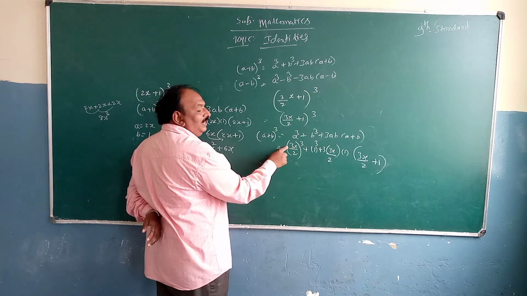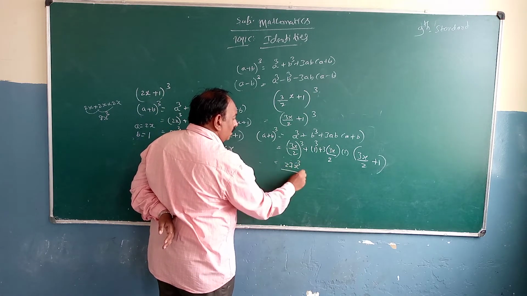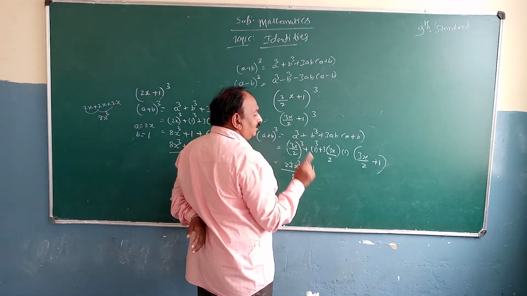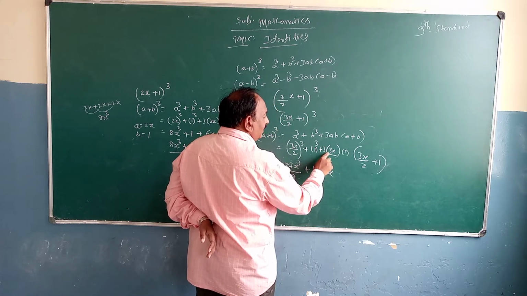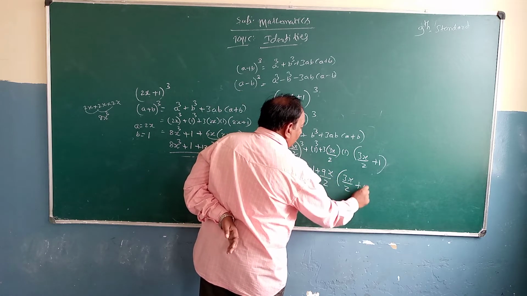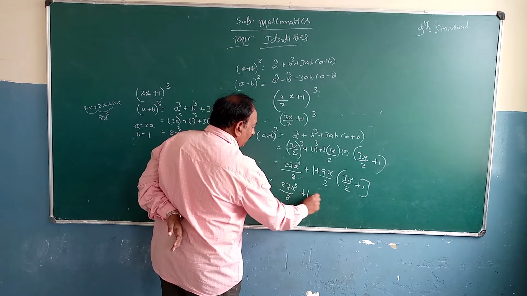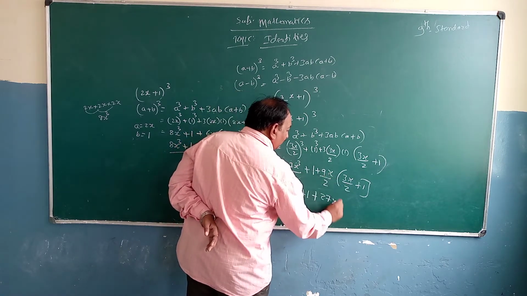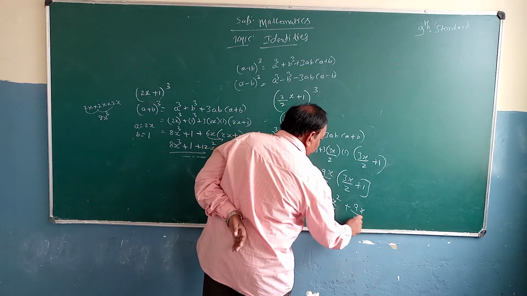3x is multiplied three times. 3 3s are 9, 9 3s are 27, x cube. 2 2s are 4, 4 2s are 8, plus 1. 1 cube is nothing but 1. 3 3s are 9x, 9x 1s are 9x by 2, into (3x by 2 plus 1). 27x cube by 8 plus 1 plus 9 3s are 27, x into x, x square, 2 2s are 4, plus 9x by 2.